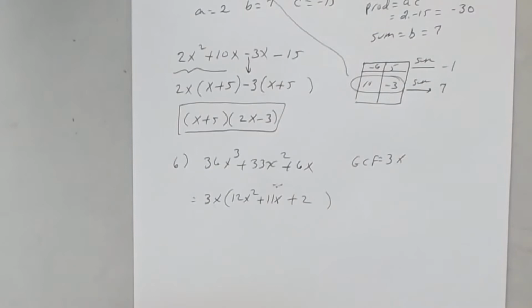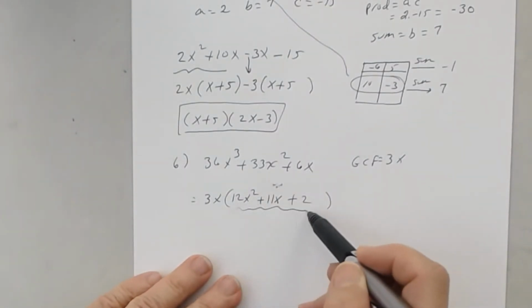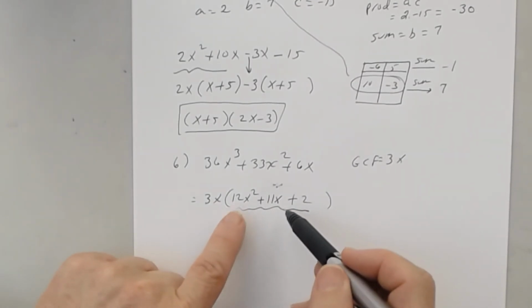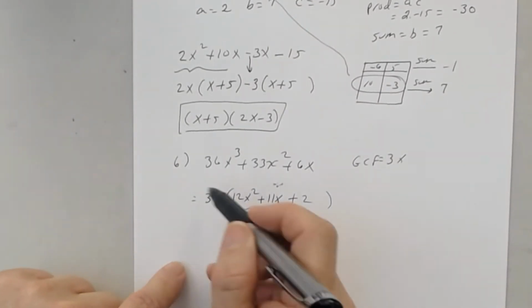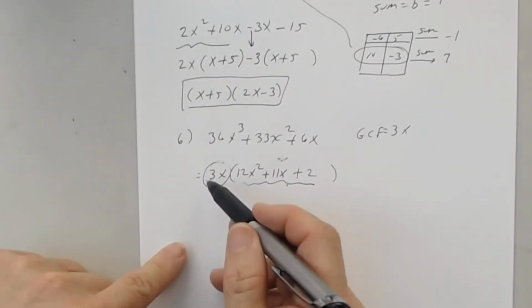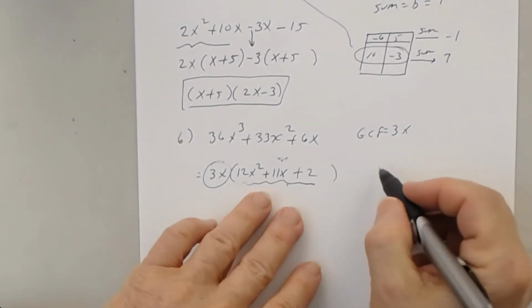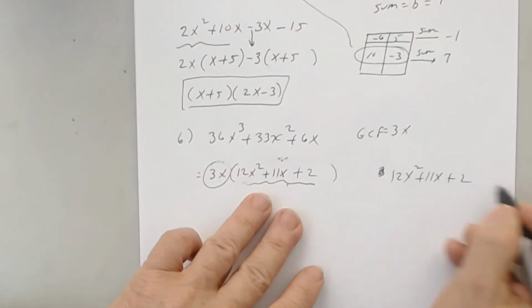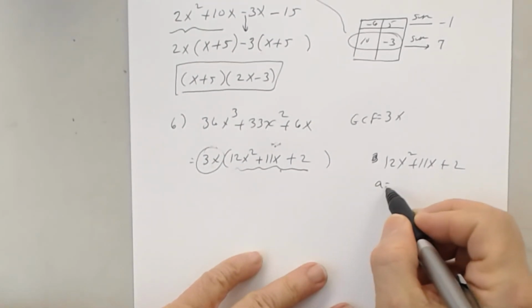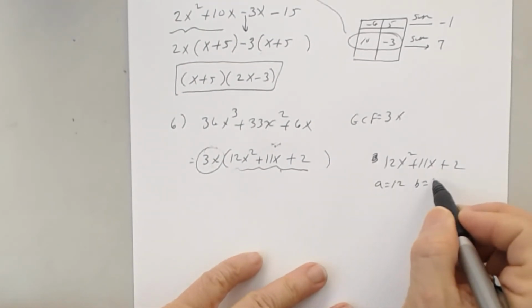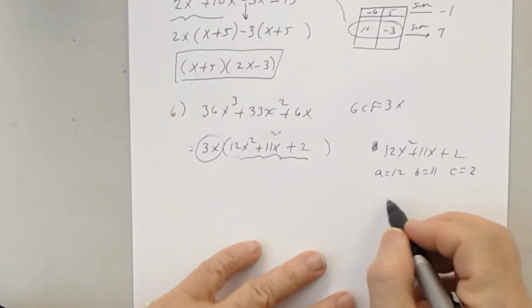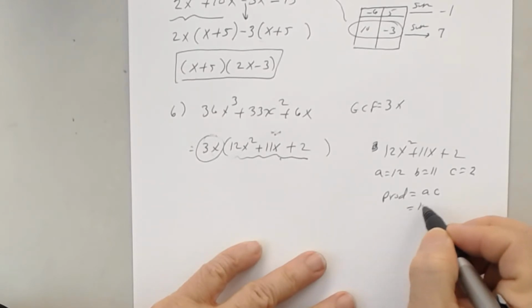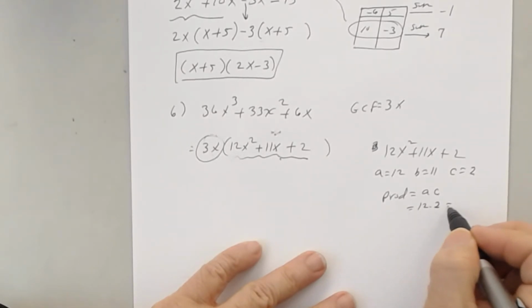Plus 2. All right, so we go off to the side and we figure out, using the AC method, how to factor this trinomial that's inside the parentheses. Now don't forget, this 3x is my GCF, so I'm going to have to put that in my final answer, right? Okay, so let's go off to the side and deal with this 12x squared plus 11x plus 2. What's A? 12. What is B? 11. And what is C? 2. So I need two numbers whose product is A times C. So 12 times what? 2, which is C.